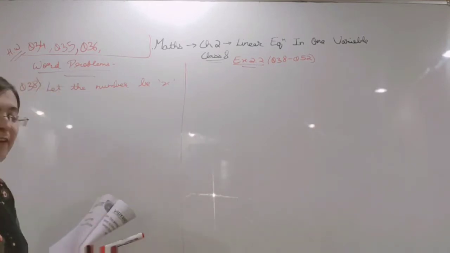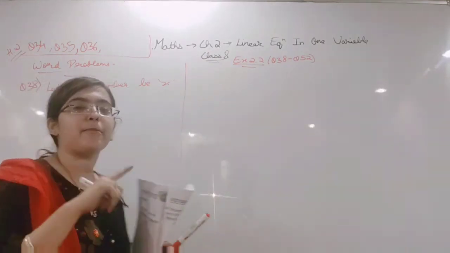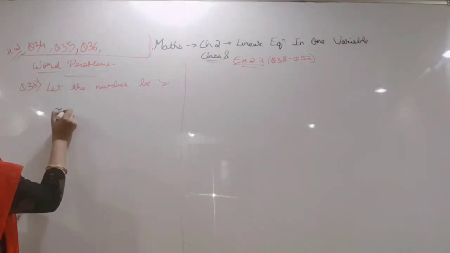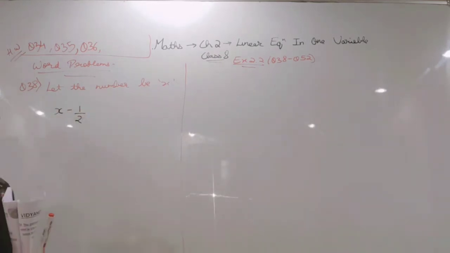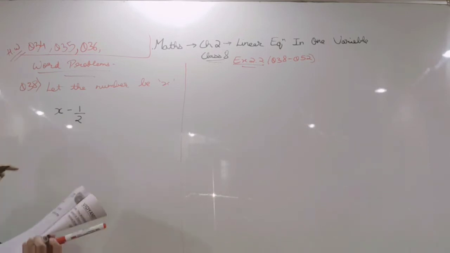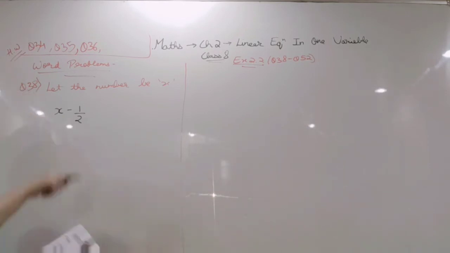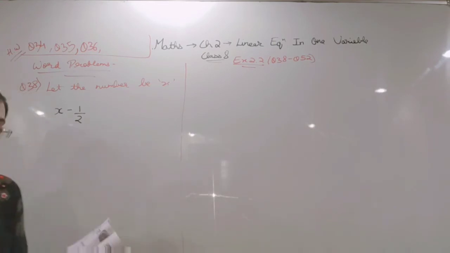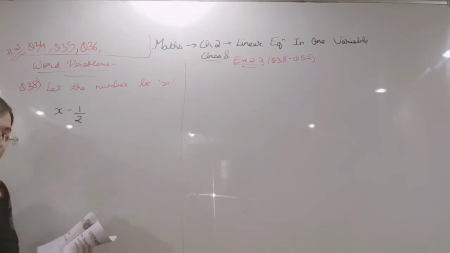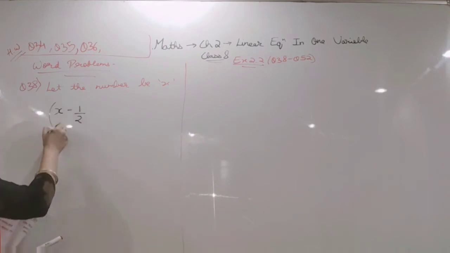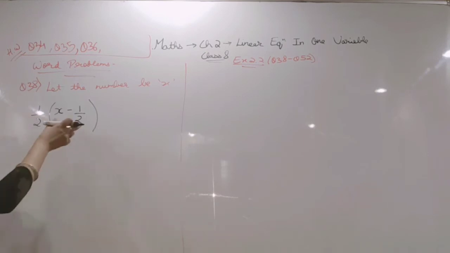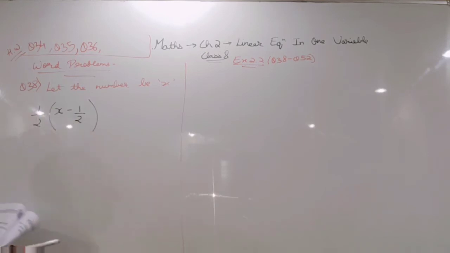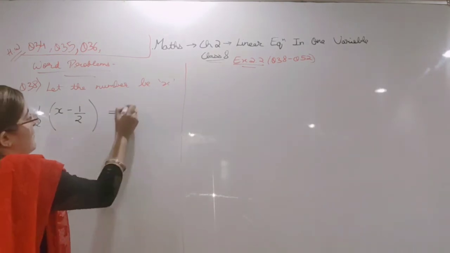Now read the question. You have to do it step by step. If you subtract 1 by 2 from a number, that means from the number we will subtract 1 by 2. Don't write anything, see here. Whatever the question is saying, we are doing. This is the best strategy to solve the word problem. Then multiply the result by 1 by 2. You have to multiply the whole result by 1 by 2. You get 1 by 8.